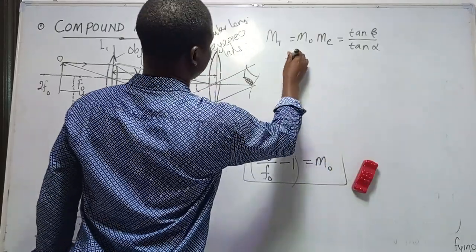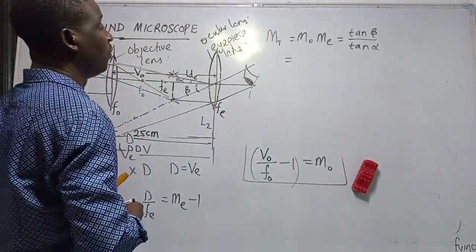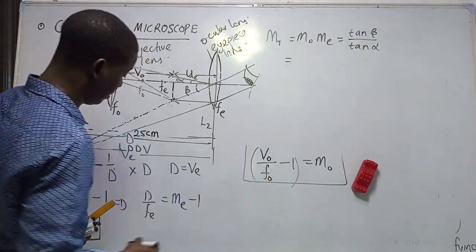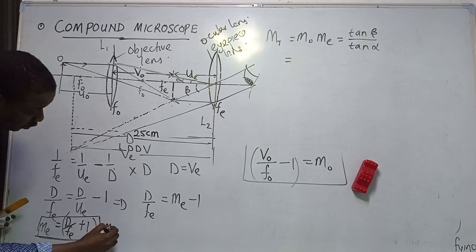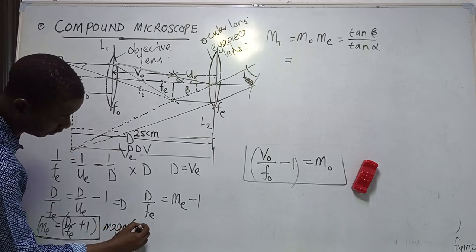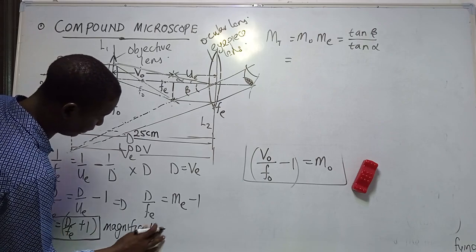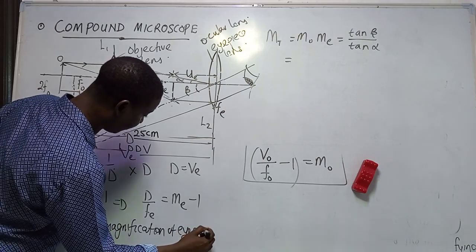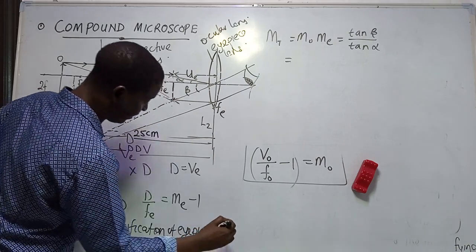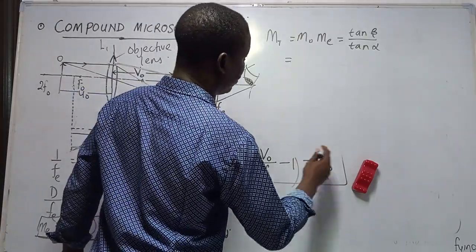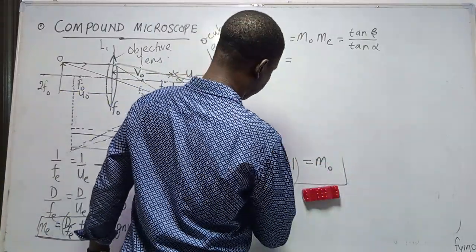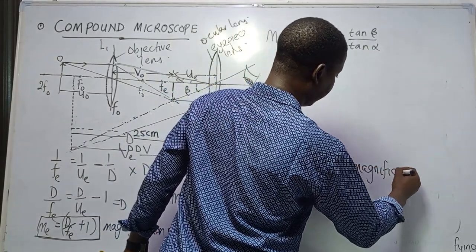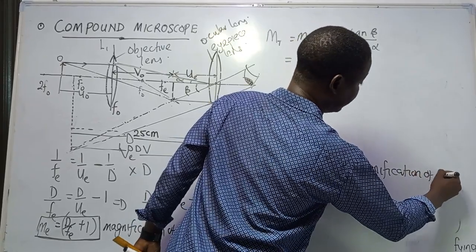So what is the magnification of the objective lens? You have solved for it, which is this one. And the magnification of the eyepiece lens is this. So if you combine them, it's the magnification of the objective lens times the magnification of the eyepiece lens.